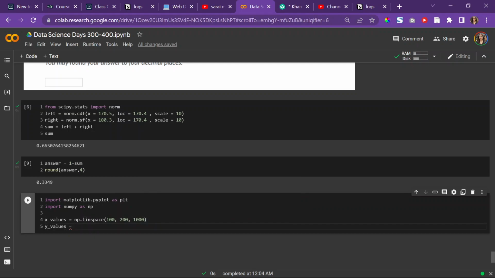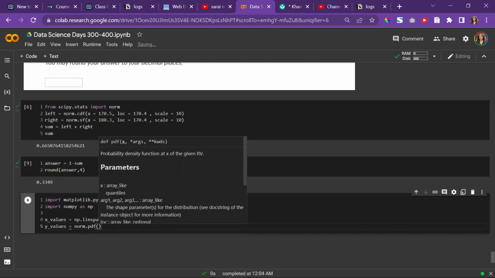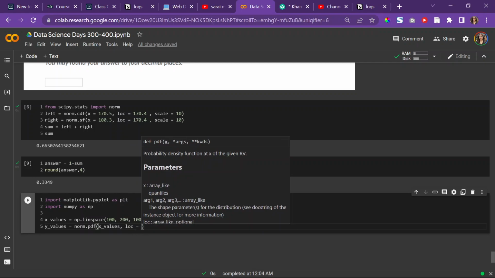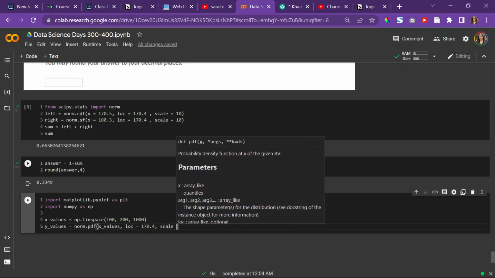Now those are going to be my x values, and so for my y values, because this is a normal distribution, I want to be able to find the density of each of the x values. And so in order to do that, I'll do norm.pdf, which is the probability density function, which calculates the density for a specific point. In this case, it's going to calculate the density for all of the x values, with the loc, again, the mean being 170.4, and the scale being 10.